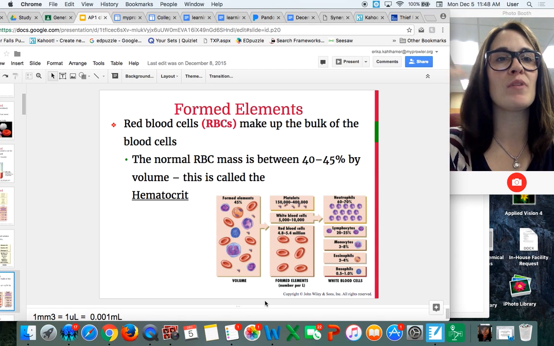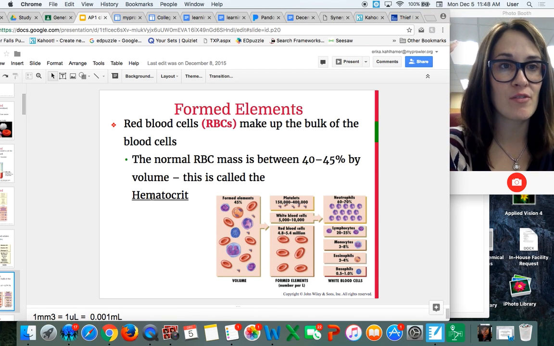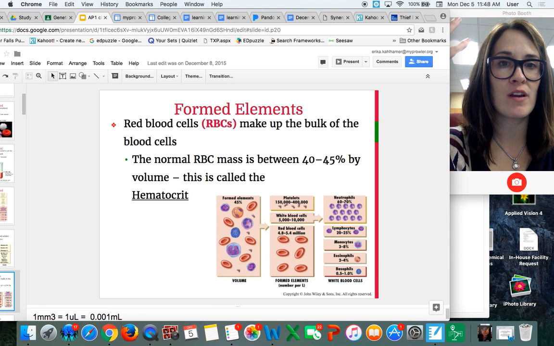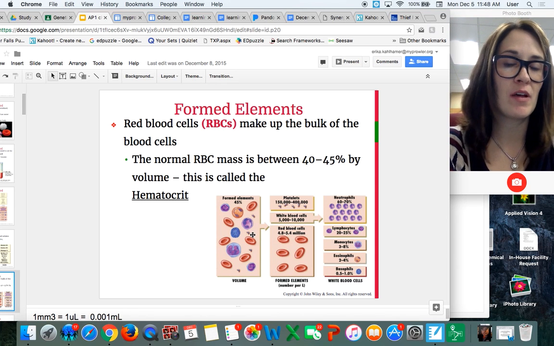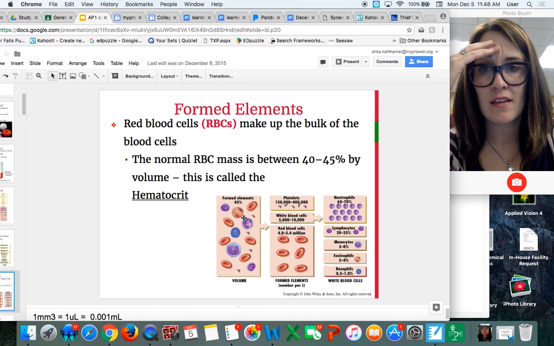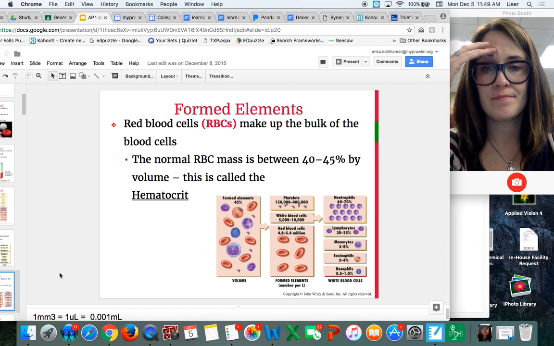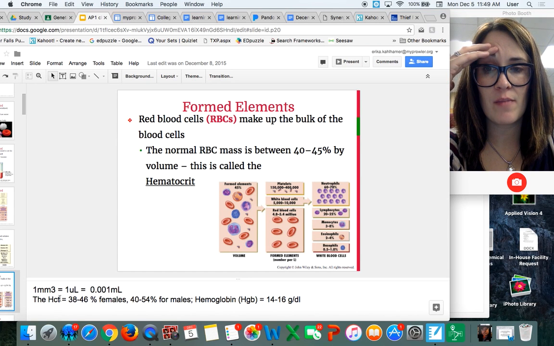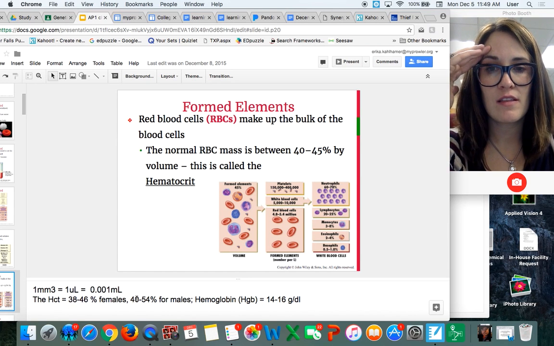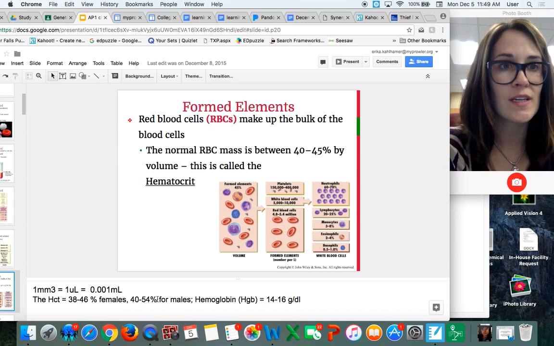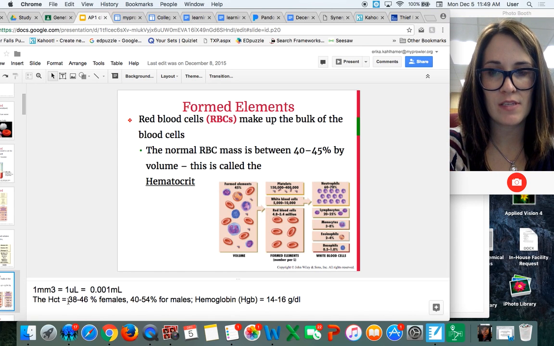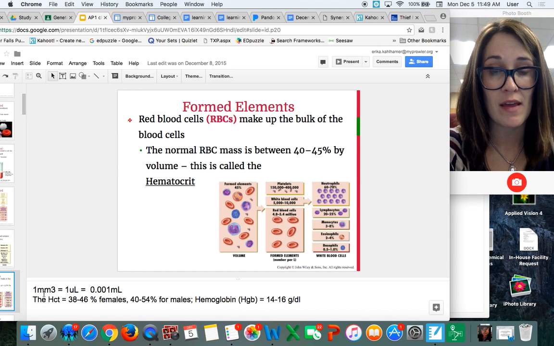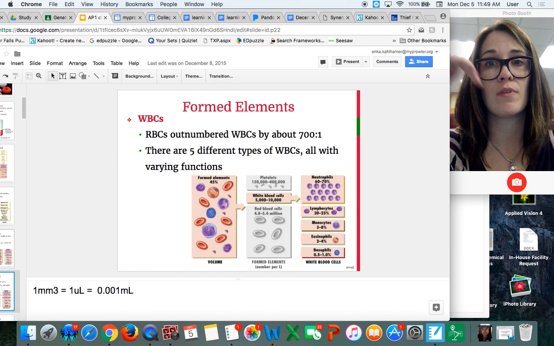Another name for your red blood cell count is your hematocrit. The normal mass is between 40 to 45% of total blood volume. That's made up specifically of red blood cells. Females down here, hematocrit is a little lower than males. The amount of red blood cells essentially is lower in females. This is about the range of normal hematocrit levels, or numbers of red blood cells, comparing females to males. So males have more red blood cells.